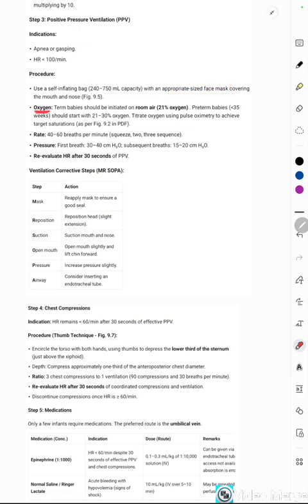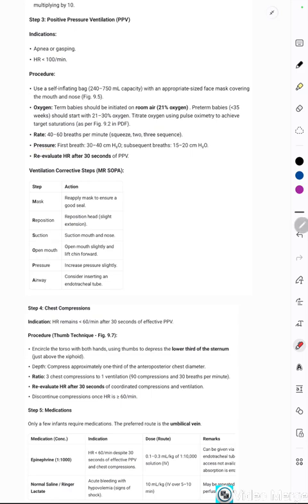For oxygen, for term babies, room air, 21% oxygen, can be given. For preterm babies, FiO2 should be about 30%. Then the rate should be 40 to 60 breaths per minute. So we have to give breathe 2 3, breathe 2 3 in that particular sequence.